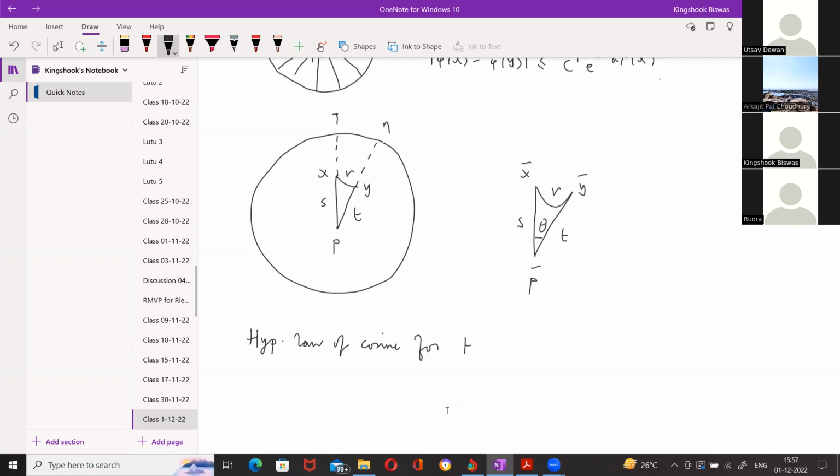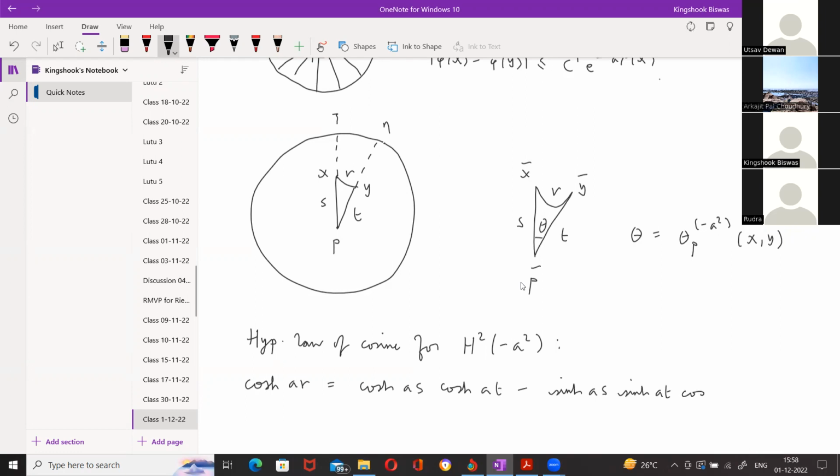For the model space H2 of constant curvature minus a squared, it says that cosh of this theta, which is the comparison angle theta, so cosh of AR is equal to cosh AS cosh AT minus sinh AS sinh AT cos theta. This is the hyperbolic law of cosine.